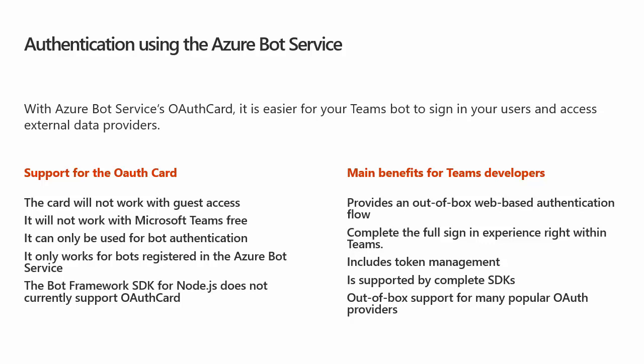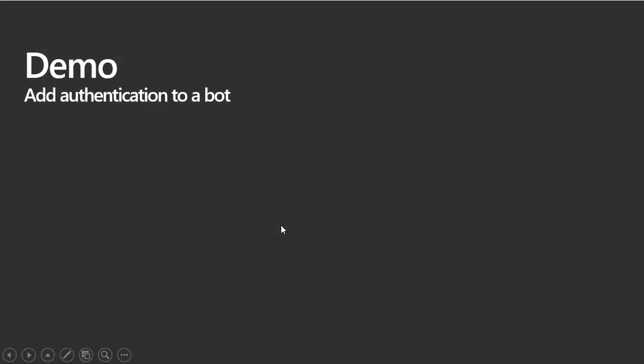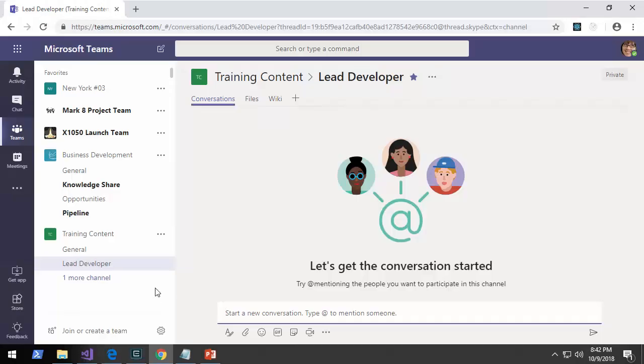And there's out-of-the-box support for many OAuth providers. So let's walk through a bot here using the Azure App Service and the OAuth card. Returning to Microsoft Teams, we are in a channel in a team. In this team, we have loaded the bot that has this authentication capability.